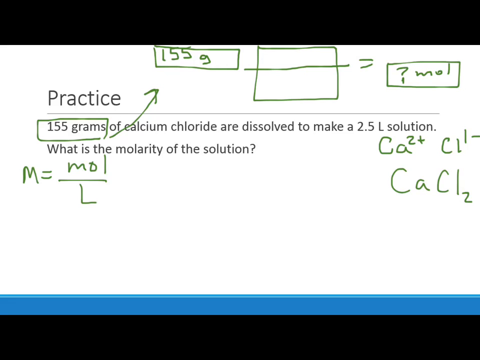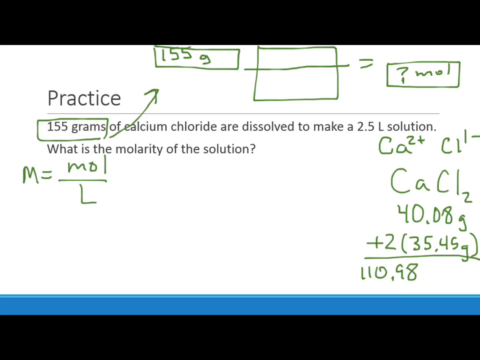So I'm going to go onto my periodic table, and I'm looking up the molar mass of calcium, which is 40.08 grams. And then I have 2 chlorides. Each one is 35.45 grams. Add those up. So 40.08 plus 2 times 35.45. And it looks like my molar mass is 110.98 grams per mole.